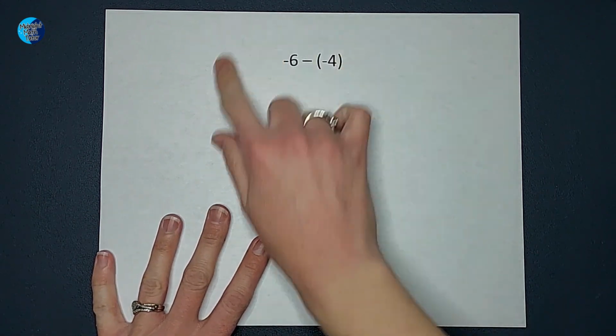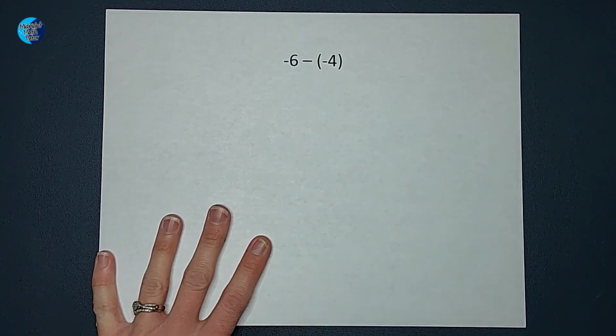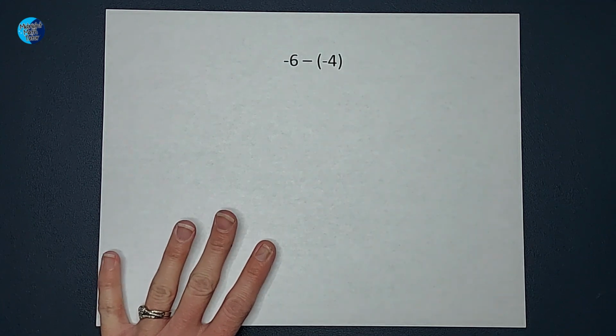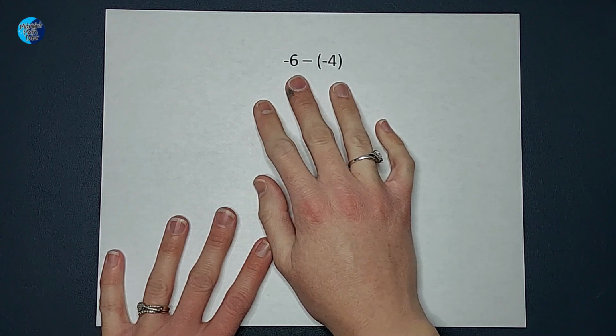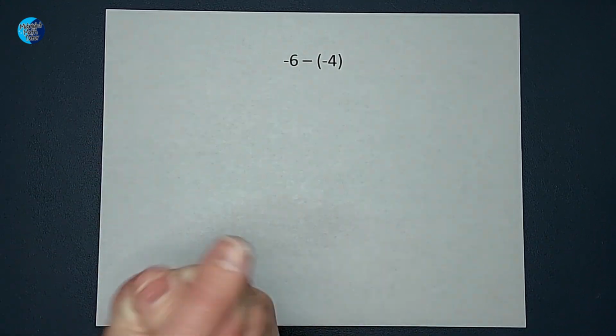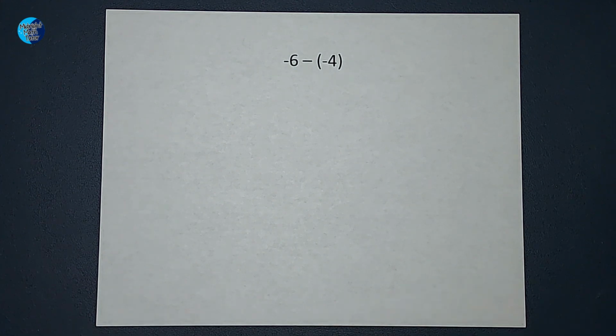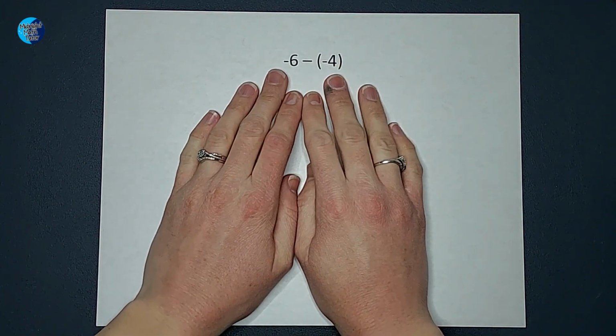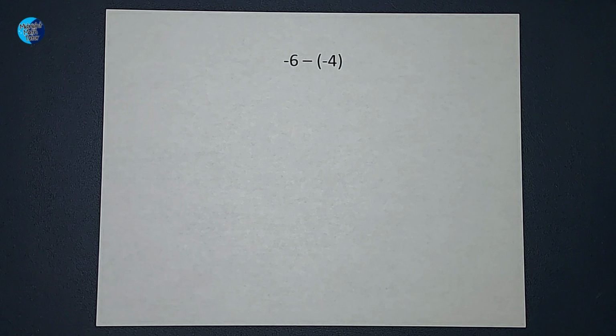So when I have -6 minus a -4, when I add and subtract integers, there's a strategy I like to use. If you like this strategy and you want to learn more about it, I will have a video in the corner for you. But when I'm solving something like this, the first question I ask myself is, do I have any signs right next to each other?